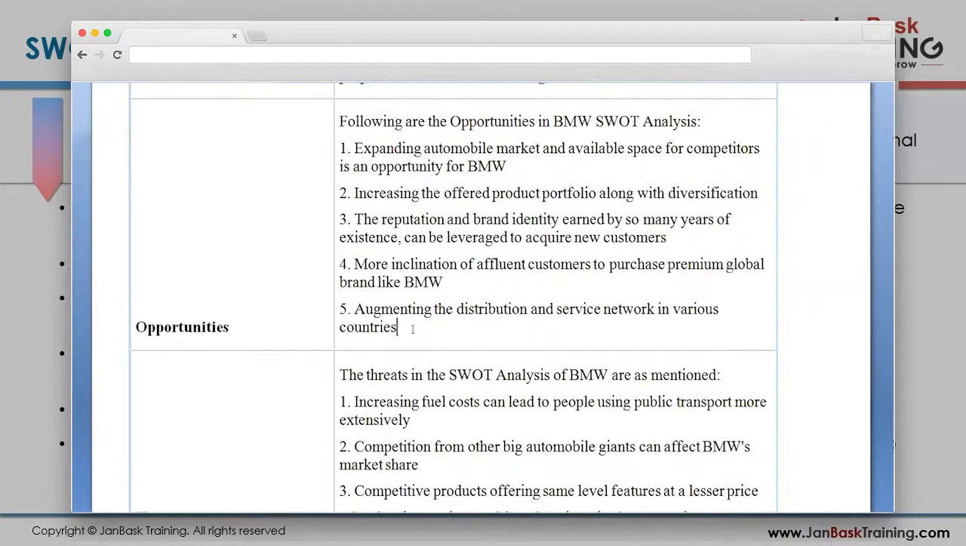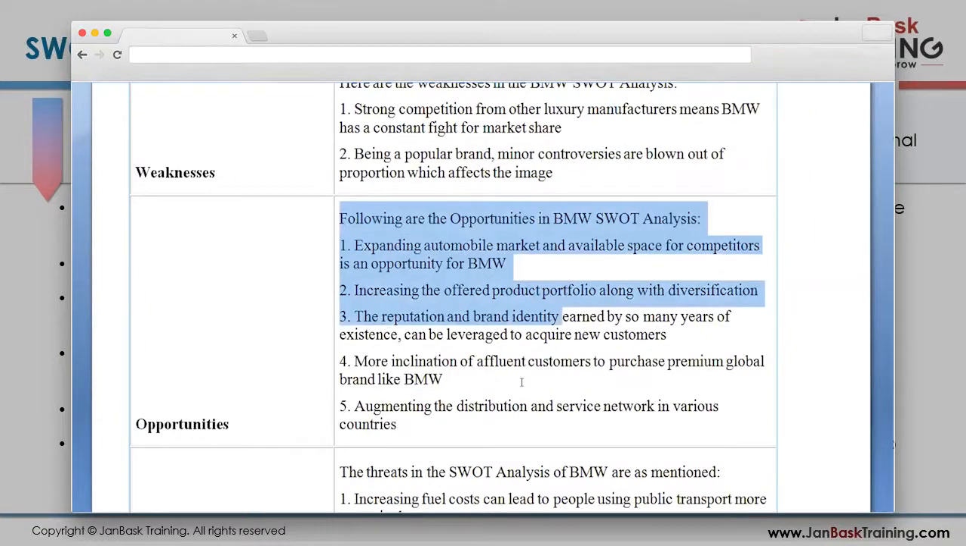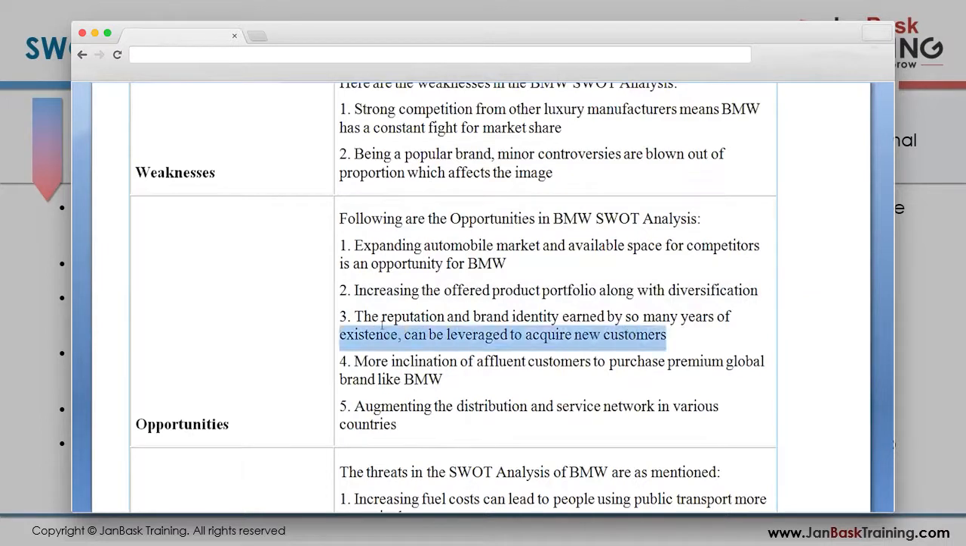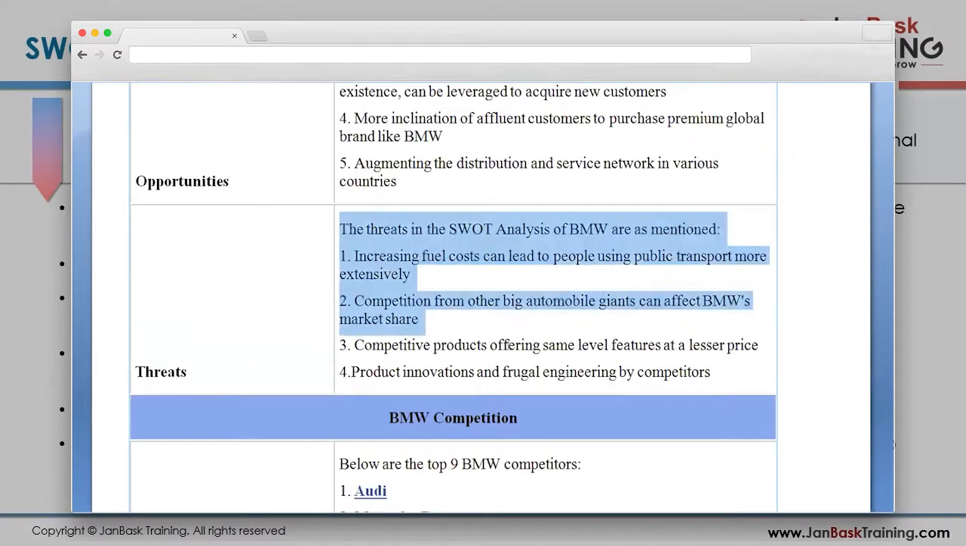What are the different opportunities you see for BMW, or what their organization thinks may come in future, like an increase in the product portfolio, diversifying their products? With their reputation built over many years of existence, they will be acquiring new customers. Those are the opportunities they are thinking of: more elevation and influence for premium global brands like BMW, or expanding the automobile world to competitors, with opportunities that brings to BMW. And similarly, let's talk about their threats.